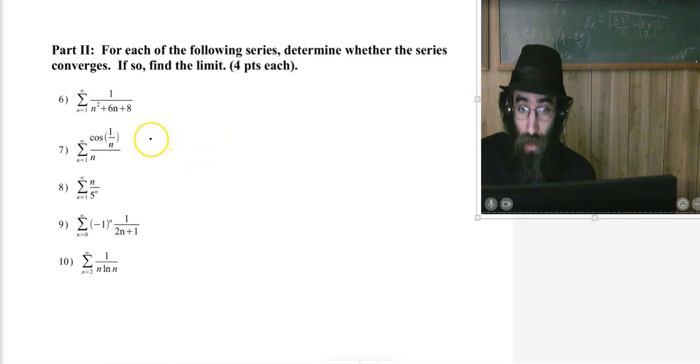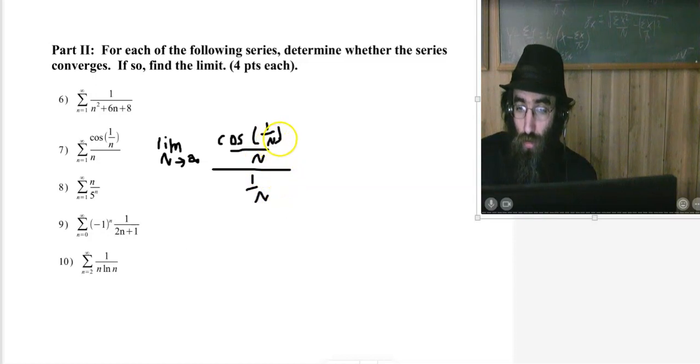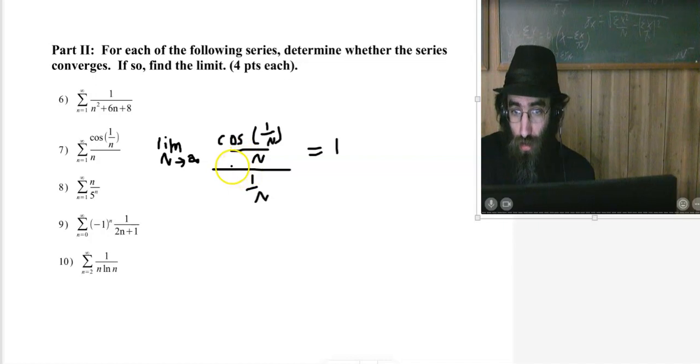So you would limit compare to 1 over n. You'd say the limit as n goes to infinity of cosine 1 over n over n, over 1 over n. The 1 over n's cancel. You get cosine 1 over n over 1, limit as n goes to infinity. This is going to go to 1. So this will have the same behavior as 1 over n. It's a harmonic series. It diverges.